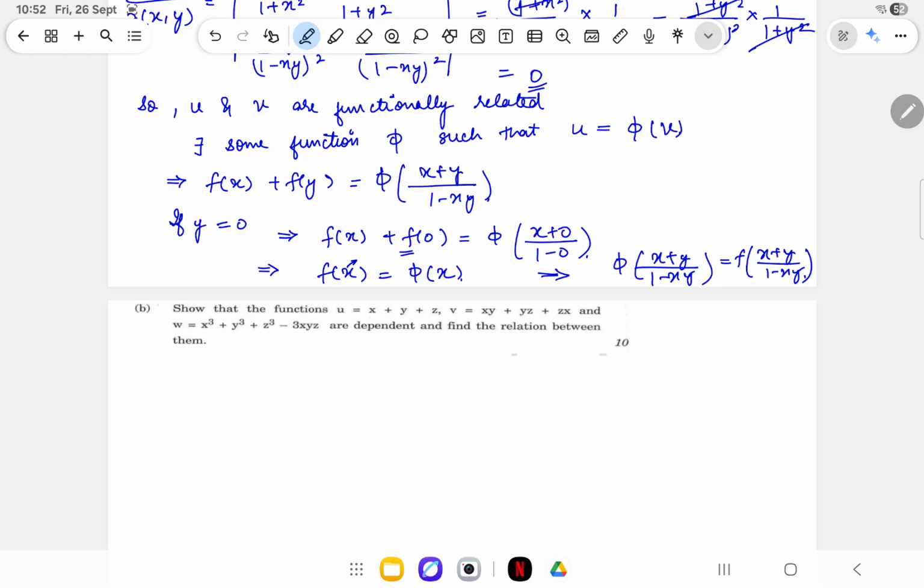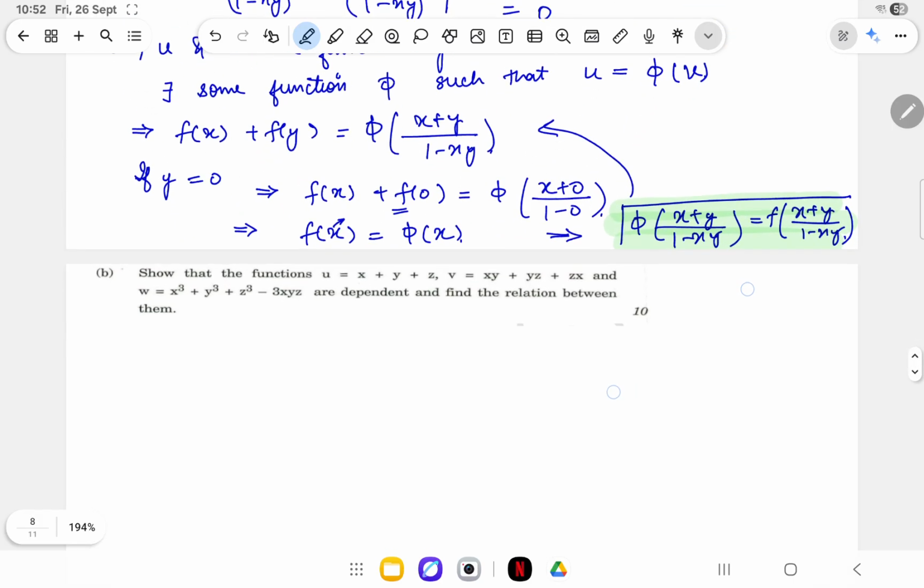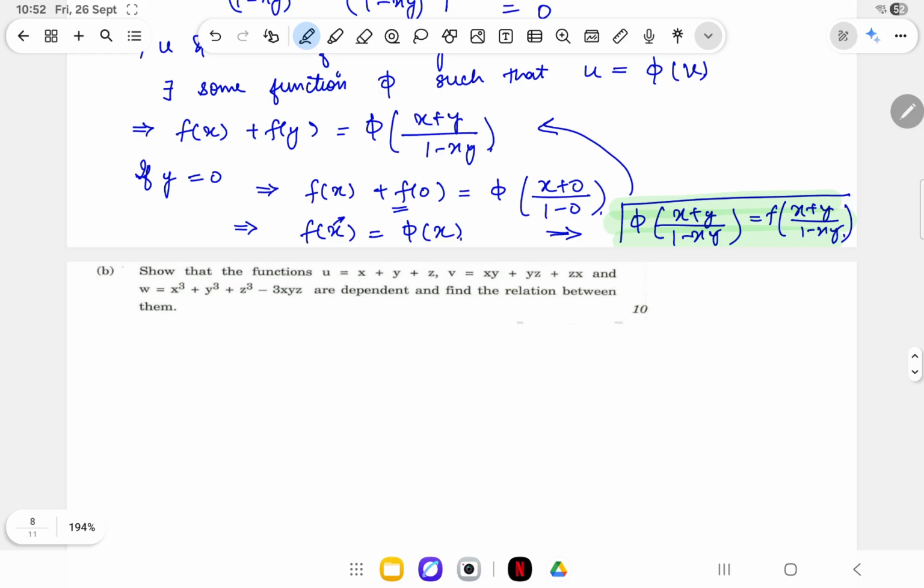So this basically gives me the required relation, because phi of v herein is equal to f of (x plus y) divided by (1 minus xy), and I can just plug in this value in this equation to get the desired result. So let's move on to the next question.